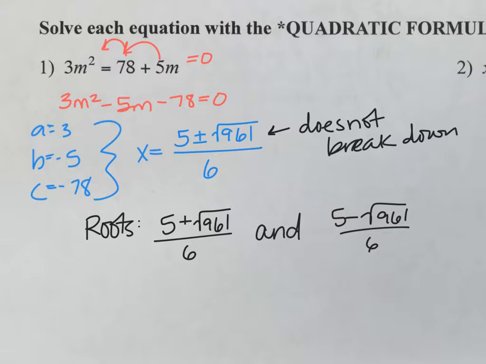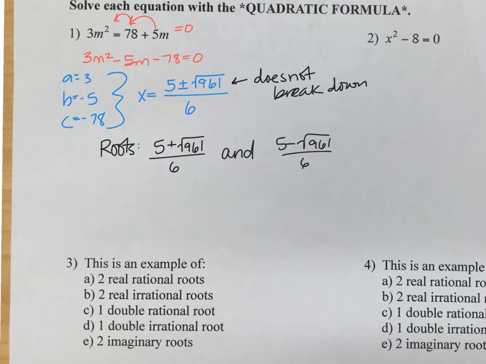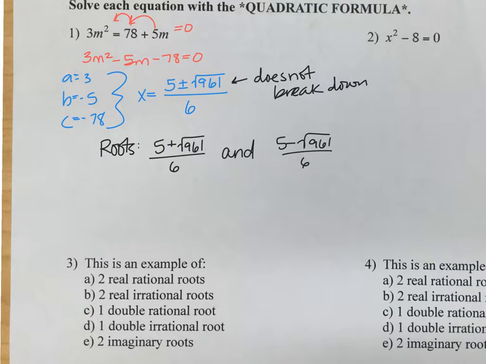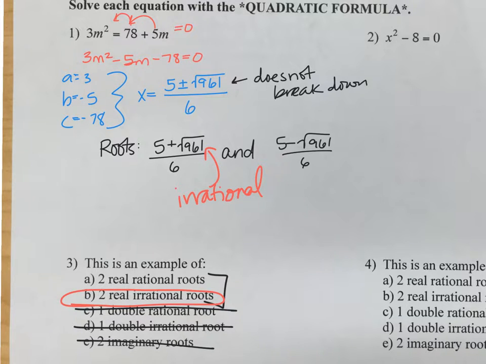All right, if I'm going to describe them, which is what's at the bottom, 961 is a positive number, so I know that those are both two real roots, so I know I'm picking either between A or B. All right, I don't have a double root, I don't have imaginary roots. Rational or irrational, remember, has to do with this square root part. So since there's a square root still in it, that's going to make this irrational. So my answer is going to be B right here, 2 irrational roots.